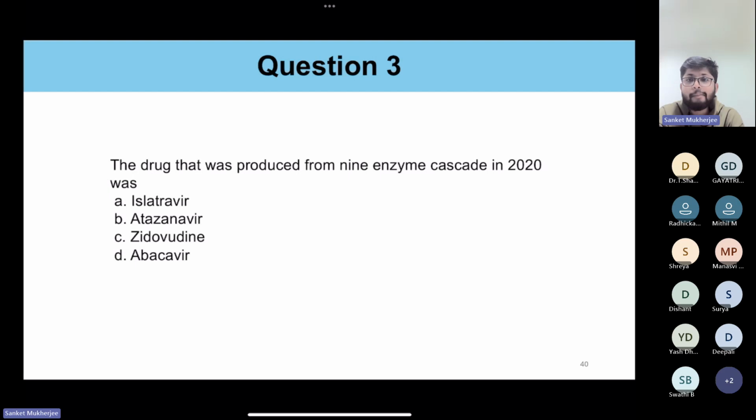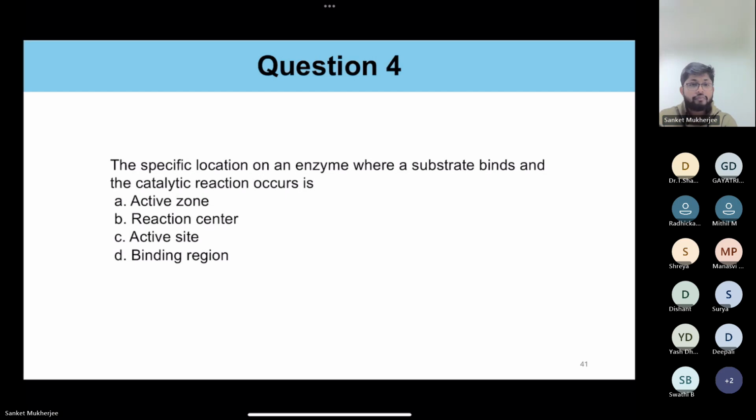Any answers? No answers? Sorry, I couldn't hear you. First one. Yeah, islatravir, it's a drug used to treat HIV infections and even prevent them. The specific location on an enzyme where a substrate binds and the catalytic reaction occurs is called the active zone, reaction center, active site, or binding region.